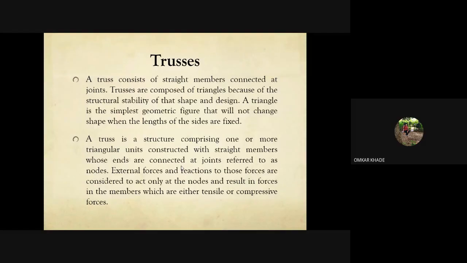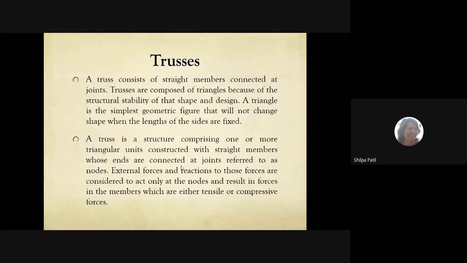A true truss consists of straight members connected at joints. Trusses are composed of triangles because of the structural stability of the shape and design. A triangle is the simplest geometric figure that will not change shape when the lengths of the sides are fixed.